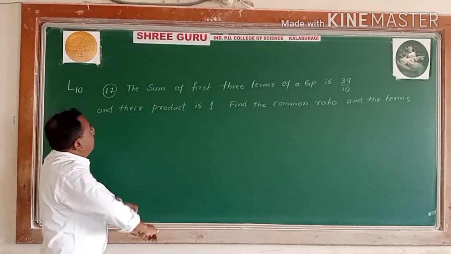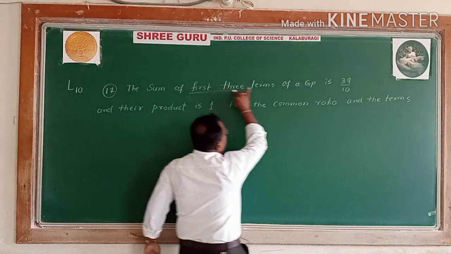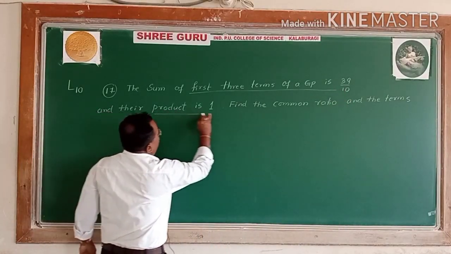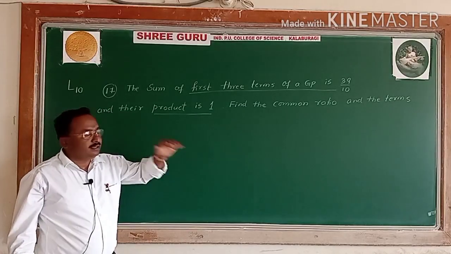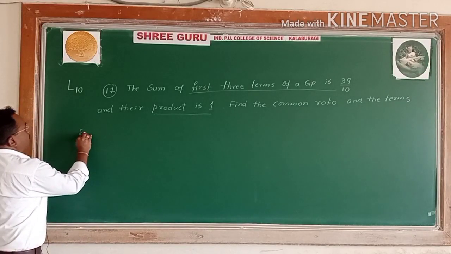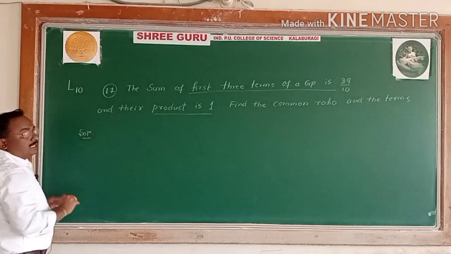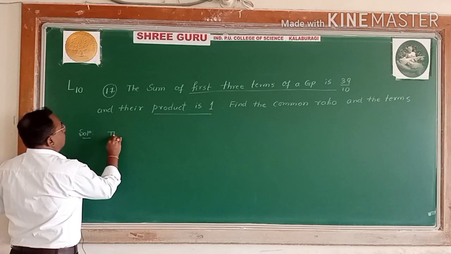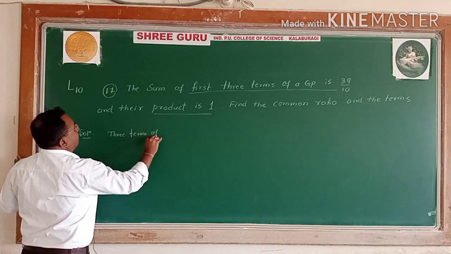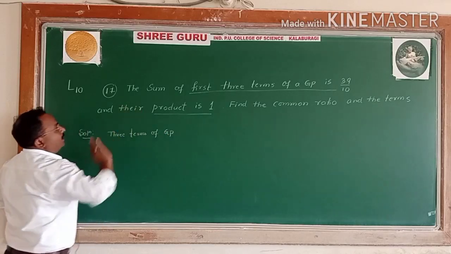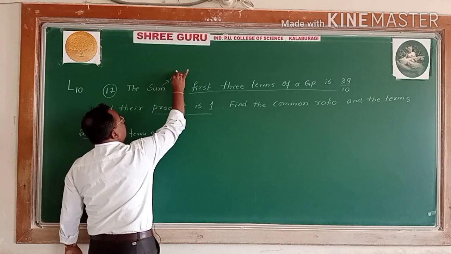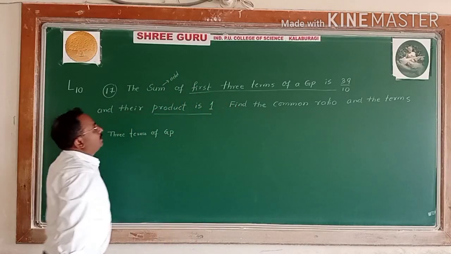Listen here, students. The sum of first three terms is 39 by 10 and their product is 1. Find the common ratio and their terms. Here is the solution. First three terms of a GP. Sum means add, and product means multiplication.